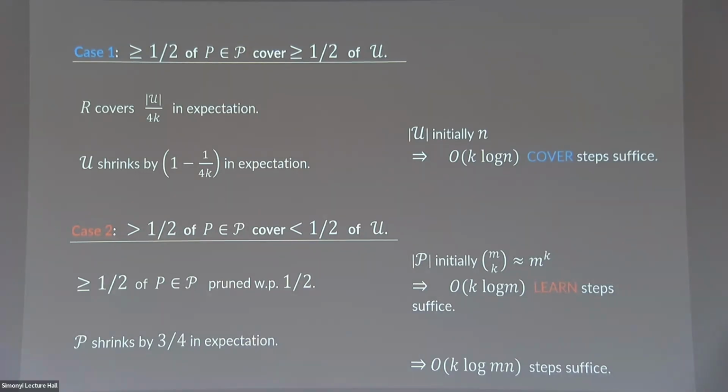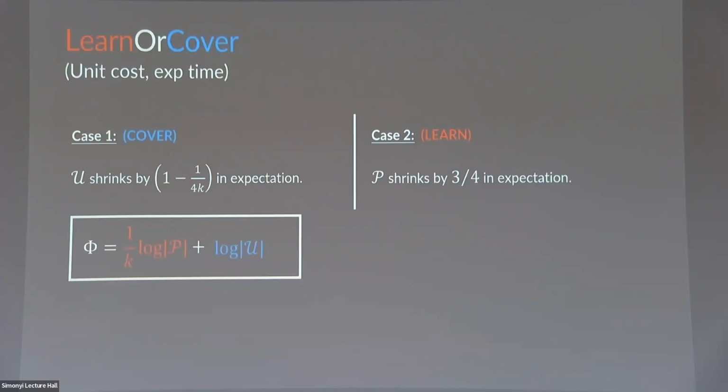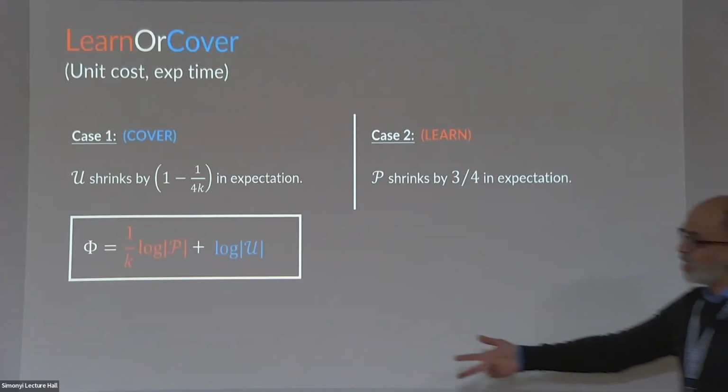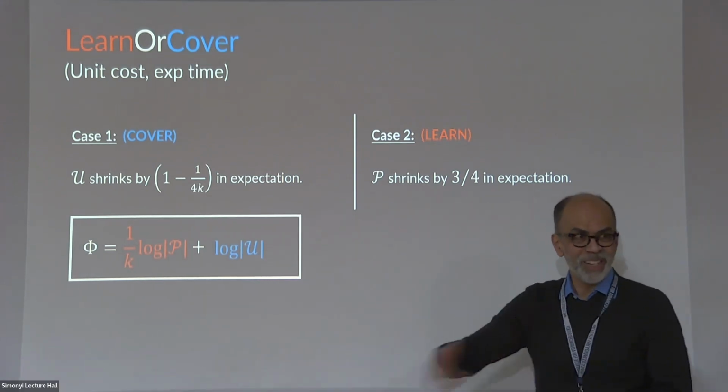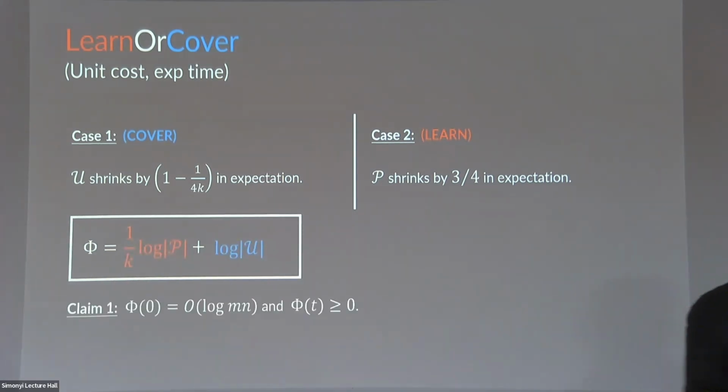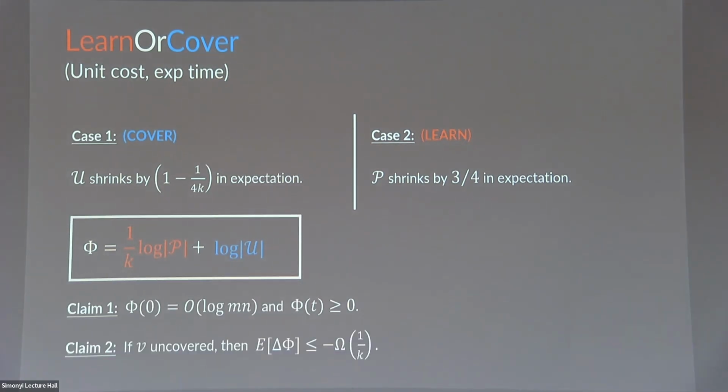In fact, I don't really need to pick two sets at a time. There are various versions of this you can do, but this one is the best one that I can give in one slide. You can cast this as a potential argument as well and show that this potential, this Lyapunov function if you wish, decreases every time in expectation, and so the same kind of arguments work.